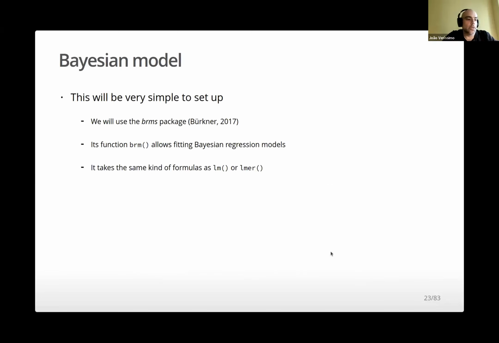Now we can conduct the Bayesian counterpart of this simple linear regression. This will be very simple to set up. We will use the brms package, as I've mentioned, that was created by Paul Bürkner. The brms package has a number of convenient functions, the most important of which is the brm function, for Bayesian regression model, that allows fitting Bayesian regression models.